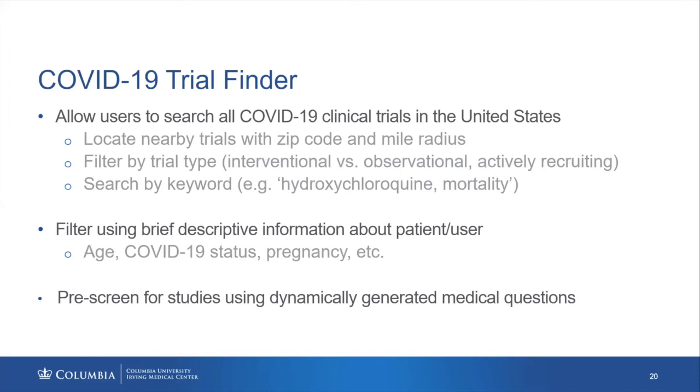And then finally, one of the biggest projects that we've come up with in the last few weeks is the COVID-19 Trial Finder. What this does is allow users to search all COVID-19 clinical trials in the US. They can search by zip code and mile radius, filter by trial type, and search by keyword. But where our site goes a little bit further is leveraging this eligibility criteria information. We allow users to filter the studies by age, COVID-19 status, and pregnancy, and then they're able to pre-screen themselves for these studies using dynamically generated medical questions.